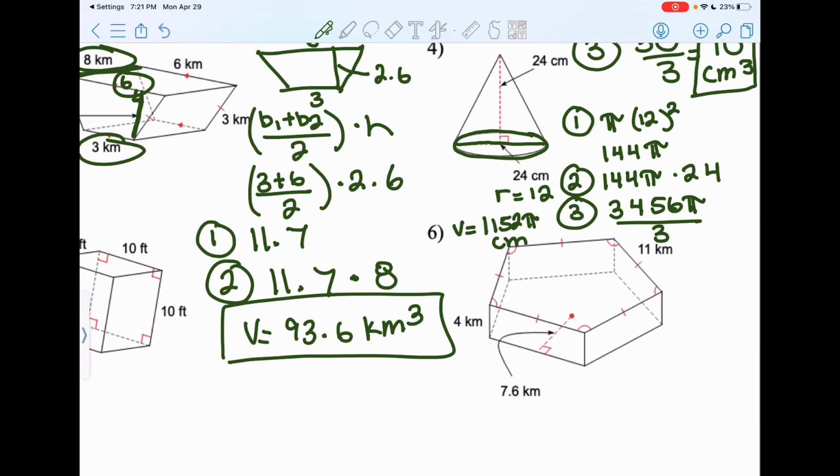centimeters cubed. So in order to find volume, you have to start by identifying the base and finding the area with its respective formula. And then you are multiplying by the height of the prism or pyramid. And then make sure you identify if you are working with a pyramid or a cone and divide by 3 when necessary. And then make sure your units are cubed.